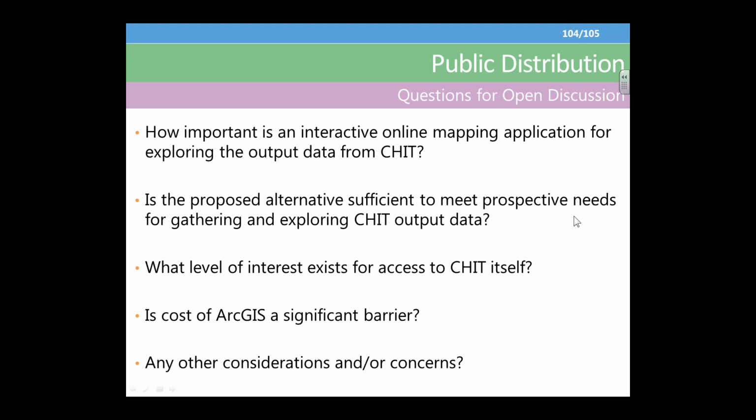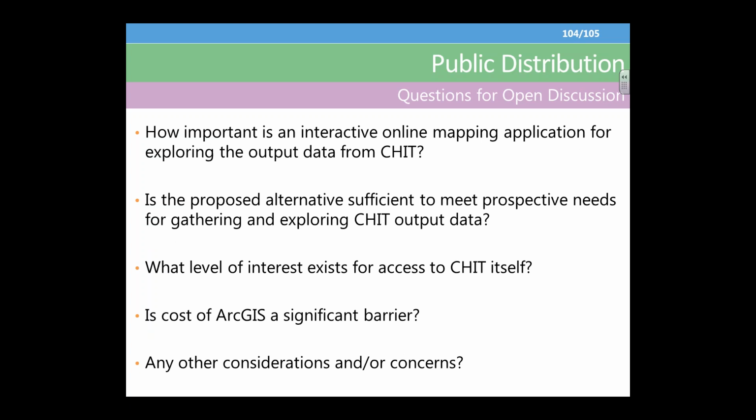So some of the open questions we have: how important is an interactive online mapping application to the stakeholders, for being able to look at the analysis that ARB performed for the 2015 AB8 report? Is a solution that we propose, where you click on a part of the state and you get a small PDF, sufficient, at least as a stopgap in the intermediate time?